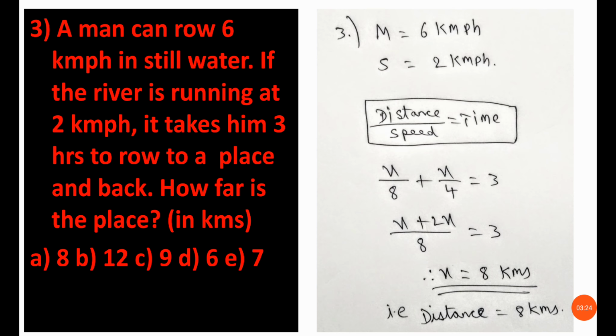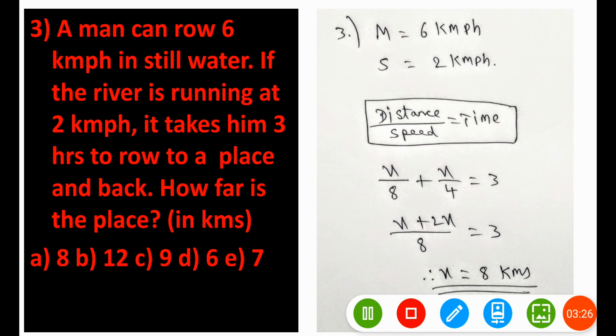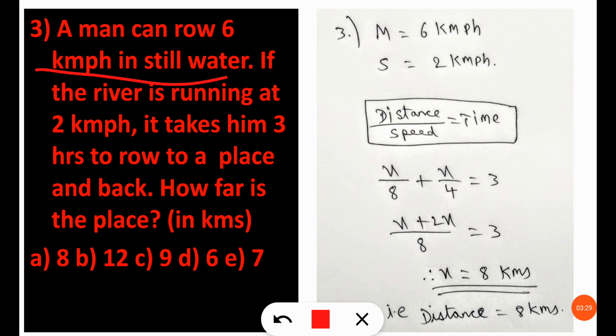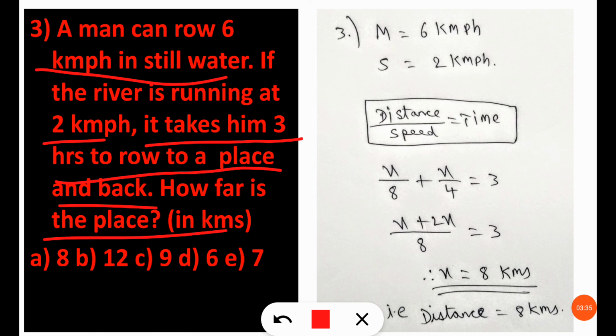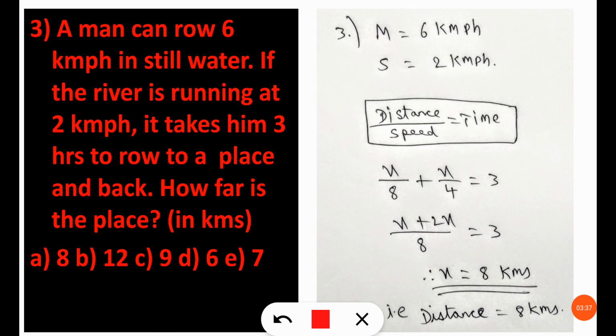Moving to the third question. A man can row 6 kmph in still water. If the river is running at 2 kmph, it takes 3 hours to row to a place and come back. How far is the place? It is given that m equals 6 kmph, s is also equal to 2 kmph.